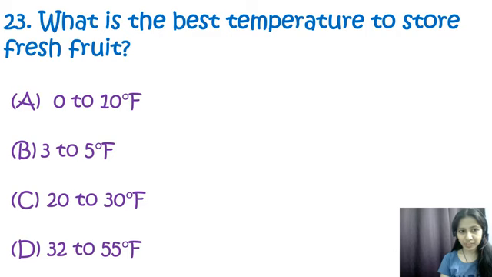So question number 23. What is the best temperature to store fresh fruits? So options are 0 to 10 degree Fahrenheit, 3 to 5 degree Fahrenheit, 20 to 30 degree Fahrenheit, and 32 to 55 degree Fahrenheit. So over here the correct answer is 32 to 55 degree Fahrenheit. So fresh fruit, it needs low temperature and high relative humidity to reduce the respiration, as it slows down the metabolic process. So over here the most appropriate answer is 32 to 55 degree Fahrenheit.